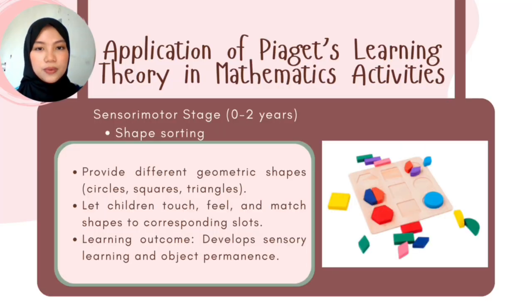Now we move to the application of Piaget's learning theory in mathematics activities. For the first stage, the sensorimotor stage, we can do shape sorting. This is done by providing different geometric shapes such as circles, squares, and triangles. We let children touch, feel, and match shapes to corresponding slots. The learning outcome is that they develop sensory learning and object permanence.